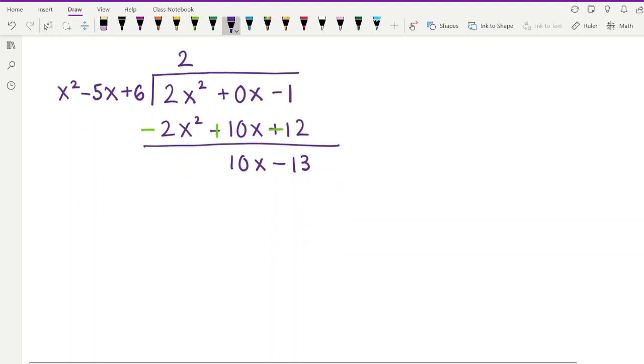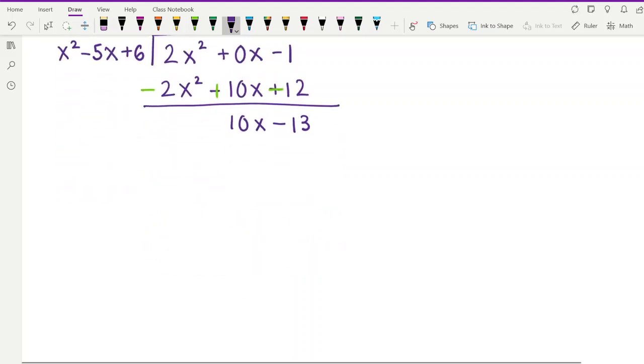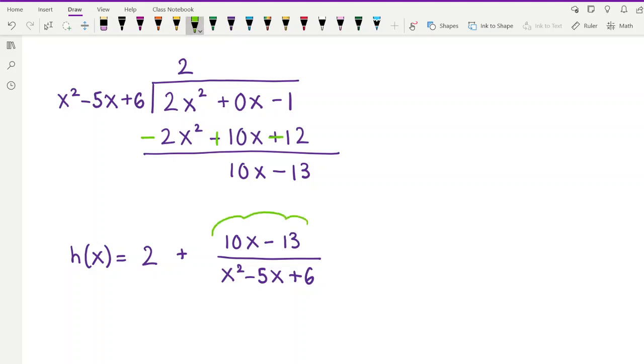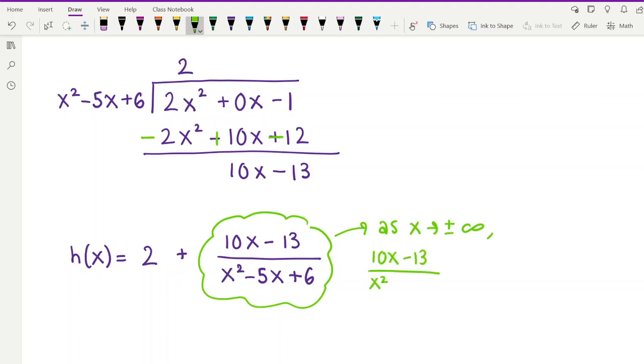So what this tells us is that our original function, what was I calling it, h of x, can be written as our answer, which was 2, plus our remainder, which was 10x minus 13, over the denominator, which was x squared minus 5x plus 6. So this one is not quite as easy to see as in the last two examples, but it will still be true for this expression that as x approaches plus or minus infinity, this expression, 10x minus 13 over x squared minus 5x plus 6, that is still going to head towards 0, right?